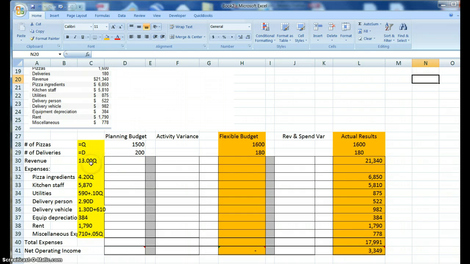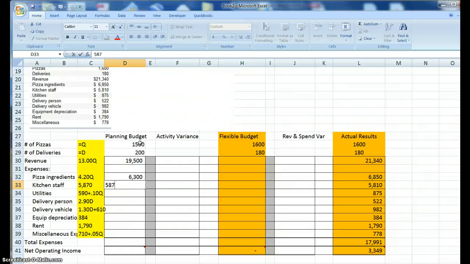So we're going to take that cost data at $13 revenue per pizza, and we're going to start doing the multiplication. I'm going to take those 1,500 and multiply it by $13. I'm going to work my way all the way through the planning budget before I work on my flexible budget. What I want to do is see what my profit goals were. So now I'm looking at the ingredients. It was supposed to be $4.20 per pizza, so I need to multiply it by the 1,500 pizzas.